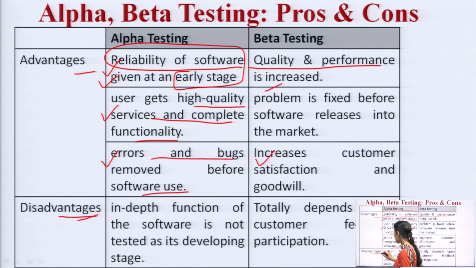Then the disadvantages. The main disadvantage of alpha testing is that the in-depth function of the software is not tested, as it occurs in the development stage. And the main disadvantage of beta testing is that it depends totally on customer feedback participation. If the customer does not participate in giving feedback, then nothing can happen in beta testing. That is the major drawback.